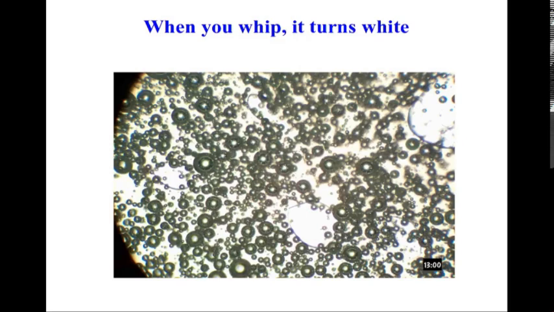When you whip the egg yolk plus sugar, it becomes more white. And why? The microscopic picture tells you that you see a lot of air bubbles dispersed into the liquid. And slowly, the sugar crystals dissolve. So you see, when you whip an egg white with sugar, you make a foam. And it becomes white, just as egg white becomes a white foam.